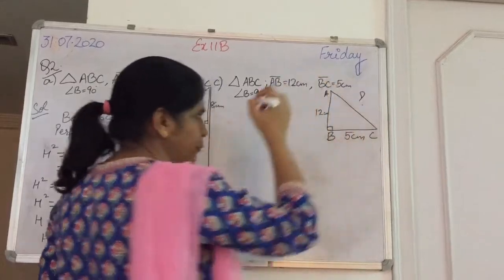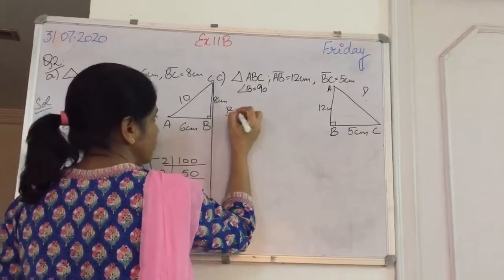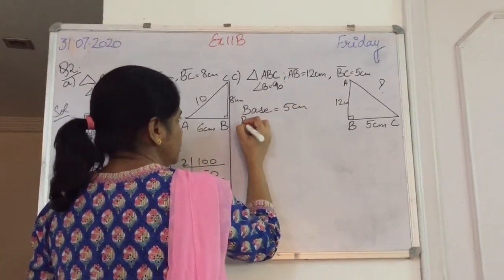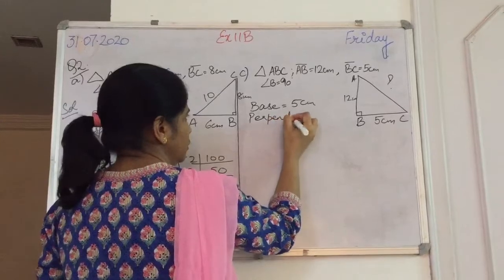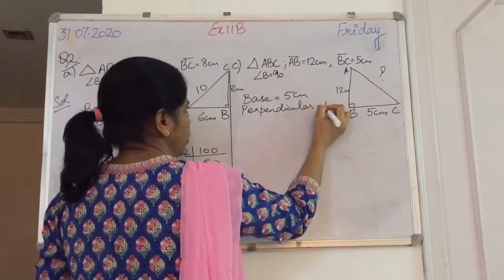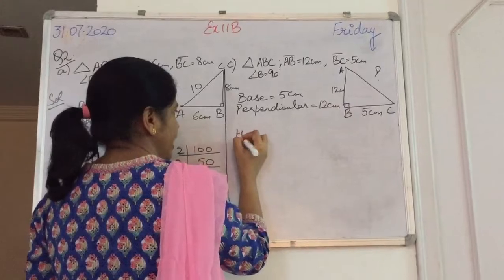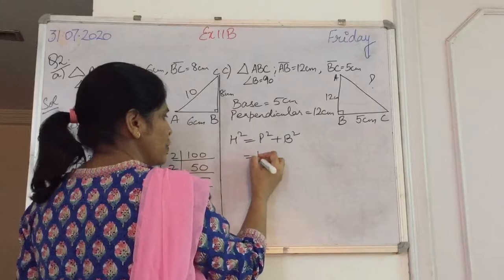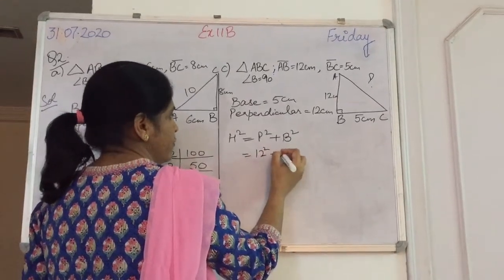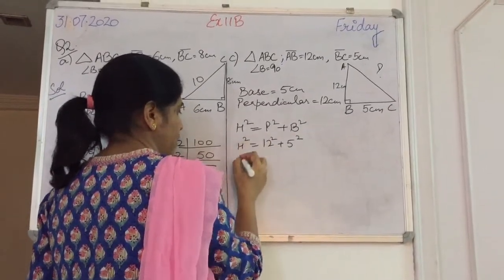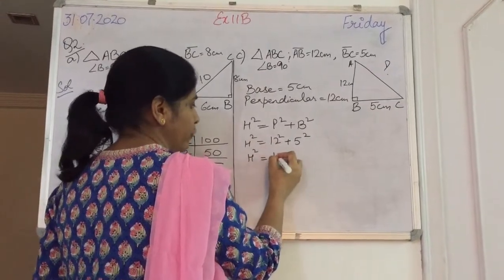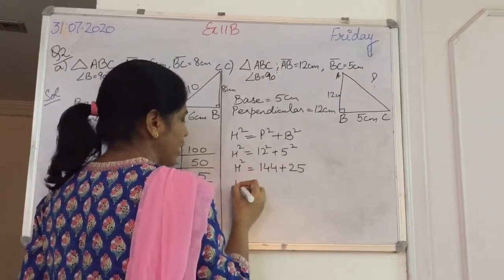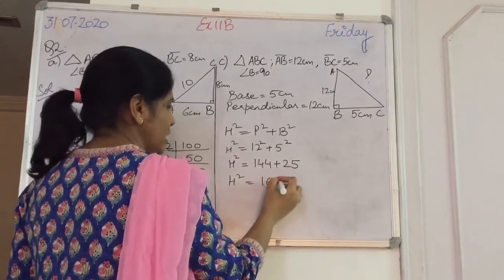Again, you have to find out hypotenuse. Base is 5 centimeter. Perpendicular equal to 12 centimeter. Again, h square equals p square plus b square. So 12 square plus 5 square. Now let's check. 12 into 12 will be 144 and 5 into 5 becomes 25. So when you add up, students, you will get 169.